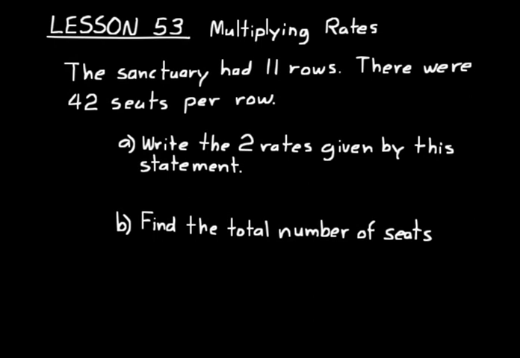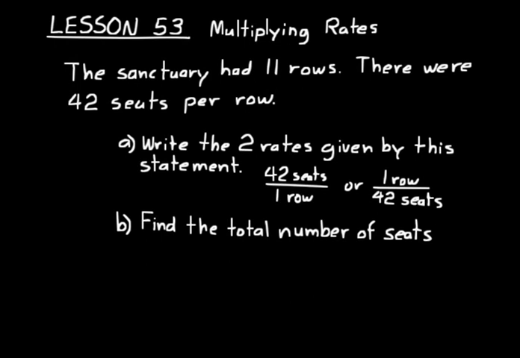We can have this one, 42 seats per one row, or we can have this rate, one row per, our fraction bar means per, 42 seats. Those are the two rates that we can use or have given that statement of 42 seats per row.